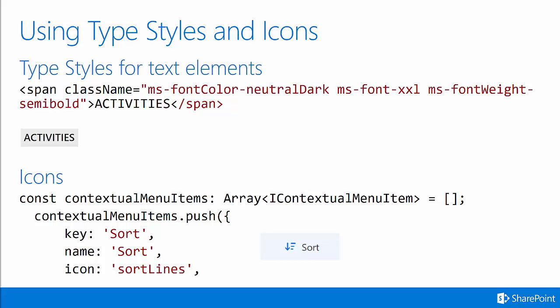To use type styles and icons, you can use type styles for text elements. Here you can see an example of the classes that have been applied to the span to create this activities with the bold text and the gray background. You can also see how icons are used. In this case, a contextual menu item icon has been created, and this one is used for sorting.